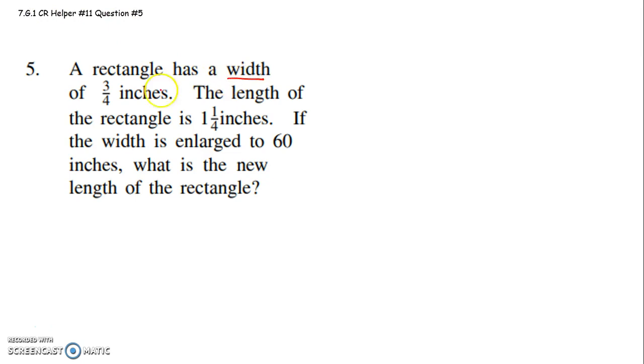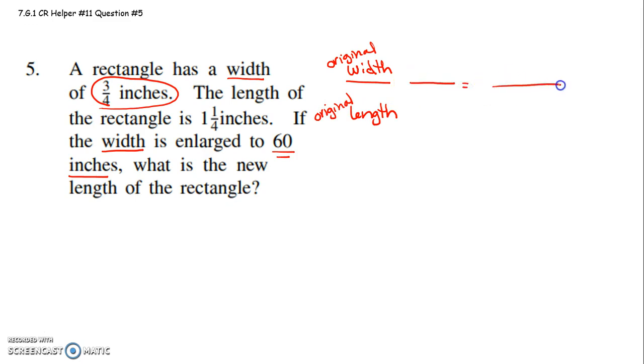So a rectangle has a width of 3/4 inches. It has a length of 1 1/4 inches. If the width is enlarged to 60 inches, what is the new length? All right, so I could set up a ratio here. I could do width over length. And on one side, I could do my original width over my original length. Then on this side, I could look for my new width. Oops, sorry, my new width over my new length. So on this side would be the new width over the new length.